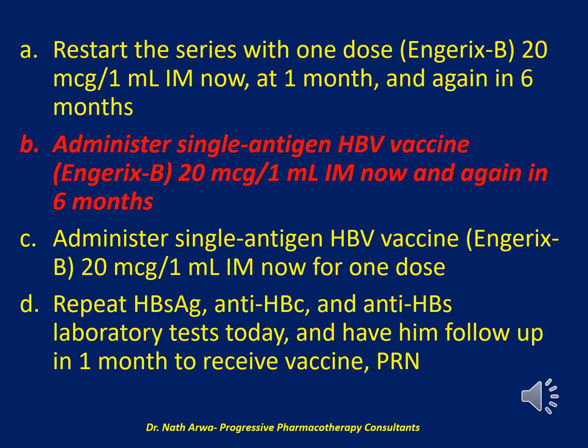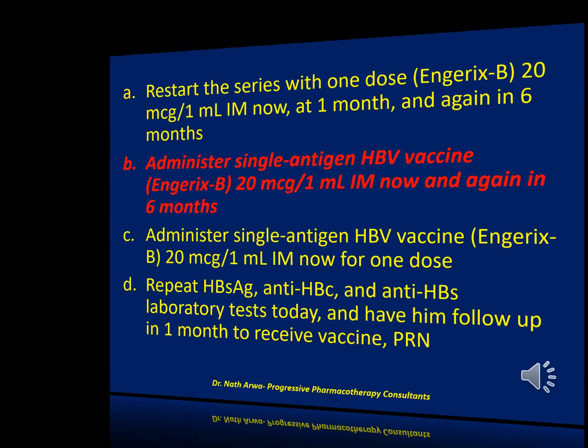The laboratory tests need not be repeated at this time because this would only delay the vaccination schedule. That makes answer D incorrect. The usual dosing strategy for HBV vaccination is a 3-dose series at 0, 1, and 6 months. That makes answer C incorrect. The entire series need not be reinitiated if the initial dose was administered and documented in the medical record, which makes answer A incorrect. Please proceed to the next question.